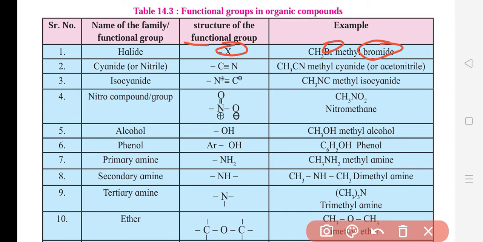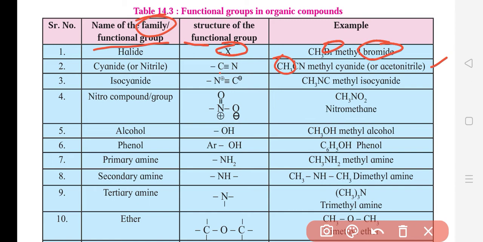What will be in cyanide? One carbon and one nitrogen. There will be a triple bond between this carbon and this nitrogen. Example is acetonitrile, CH3CN, methyl cyanide. CH3 is methyl, and along with that the cyanide functional group. It is the name of the family and a functional group. Then isocyanide, CH3, you can see the balance of plus and minus, and it is methyl isocyanide.